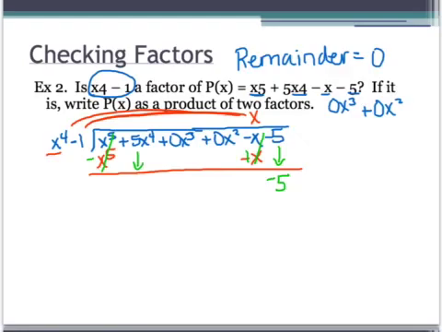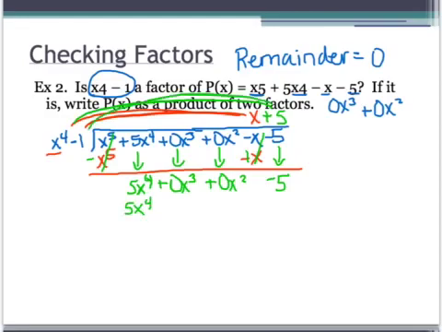But I also need to bring down all of these. I have not used them yet. So this is really 5x to the 4th plus 0x cubed plus 0x squared minus 5. All right. What times x to the 4th gives me 5x to the 4th? And you're probably thinking, it's a 5. So now I'm going to take 5 times x to the 4th and 5 times negative 1.